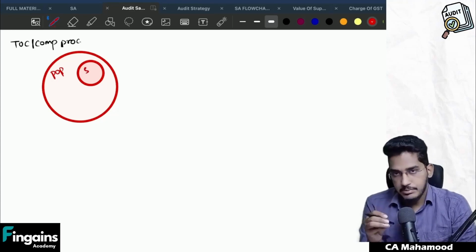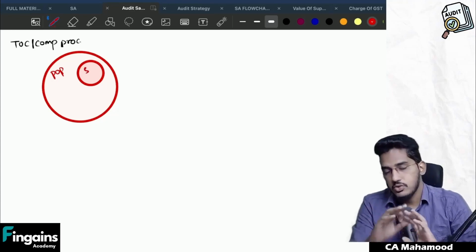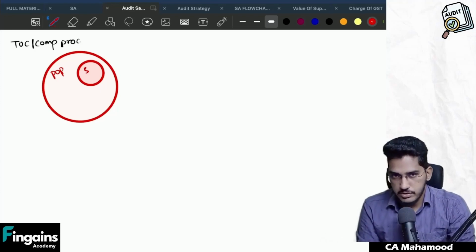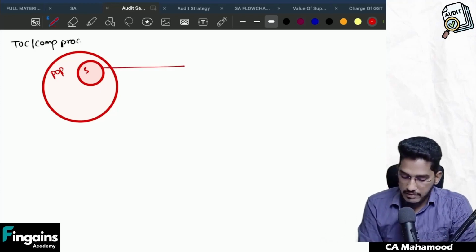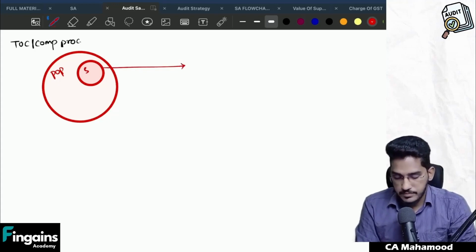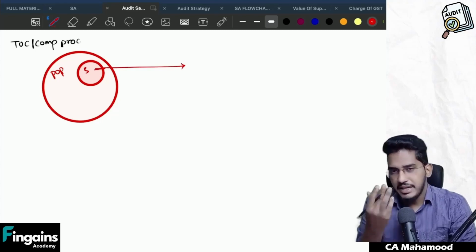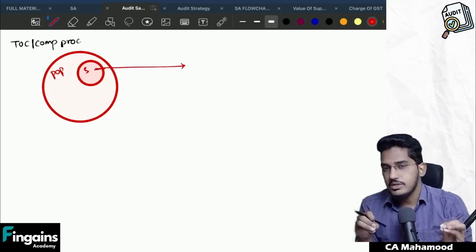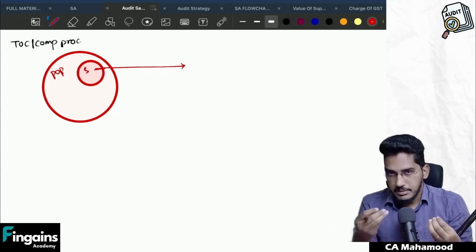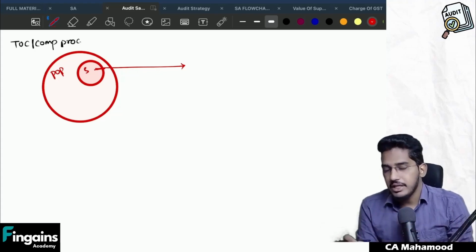Now, when I have selected a sample, on the sample will I perform audit procedures, or on the entire population? I am going to perform my audit procedures on the sample. So that's what I have done. On this sample, I have performed compliance procedures. And in this sample, I am unable to find any deviation. Whatever sample of internal controls I have taken, all those internal controls are working effectively. I did not find any lapses in the internal controls.